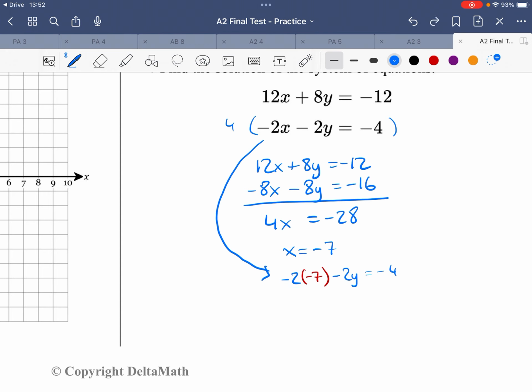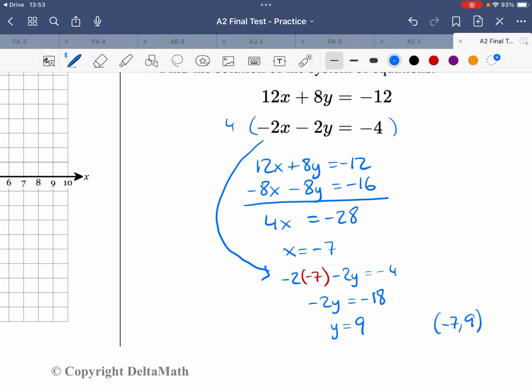This is 14, so I'm going to subtract 14 on both sides. On the other side, I get negative 18. And then when I divide by negative 2, I get 9. So my answer is that point, x equals negative 7, y equals 9.